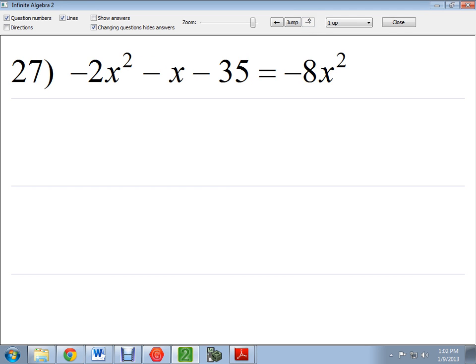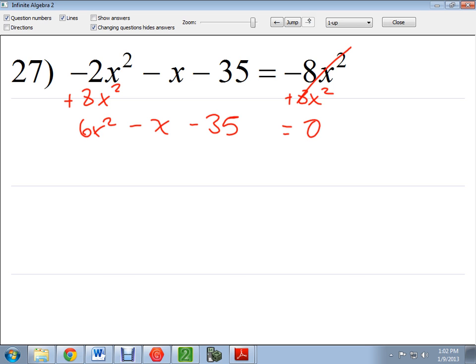Okay, number 27 is very similar to that one. There's only one thing to get rid of, though. We have to get rid of the 8x squared by adding it to the other side. So to get this set up in the right format, you would add 8x squared to both of the x squared terms. Those would cancel out, leaving you 0. Negative 2 plus 8 is 6x squared minus x minus 35. And now it is in standard form, and we can factor it and set them equal to 0 and all that kind of stuff. Does that make sense, Jackson? Yes. Okay, good.